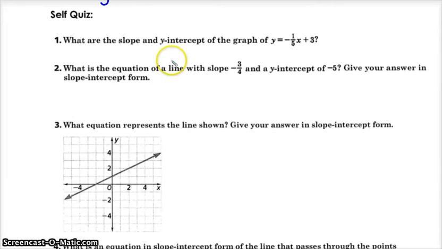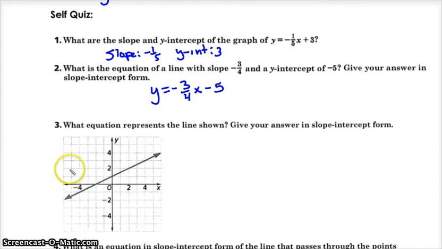All right, the slope and the y-intercept of the equation shown. My slope is -1/5, and the y-intercept is 3. For number 2, the equation you should have written is y equals -3/4 x minus 5.